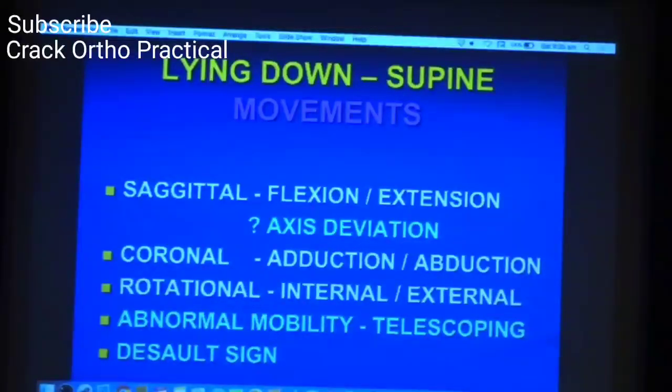And we talked about axis deviation yesterday. So if your patient has more than 90 degrees of hip joint mobility, you should comment on whether there is an axis deviation or not.